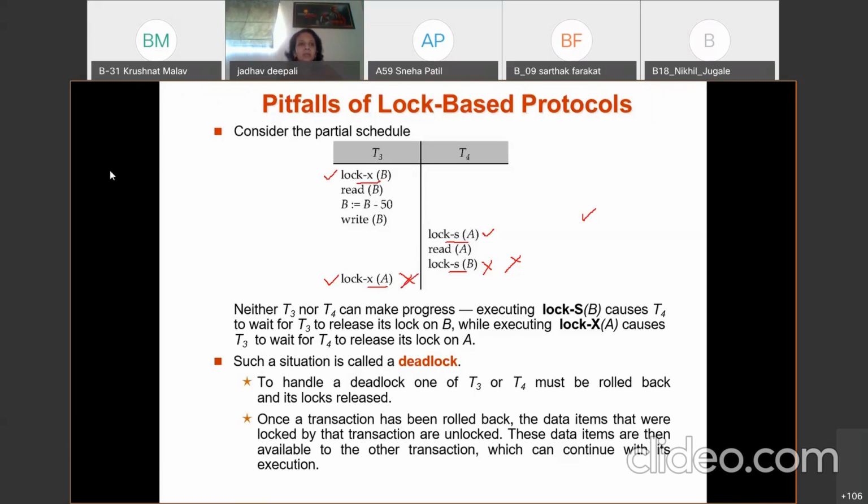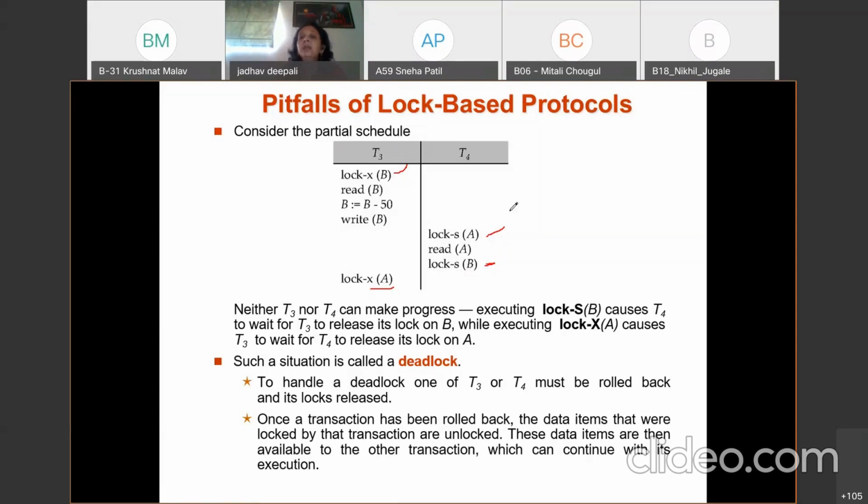Now, what happens here? T4 is waiting for data item B, for T3 to release the lock, and T3 is waiting for T4 to release the lock. In this way, no transaction can proceed with its normal execution, and that condition is known as deadlock.